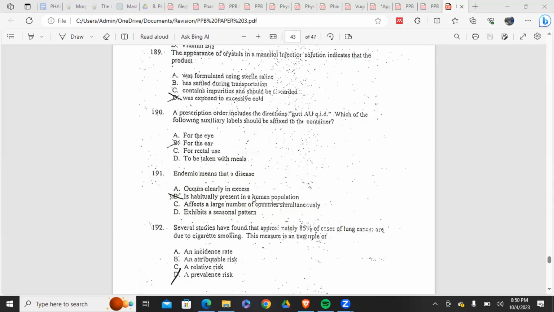Na Diana, either of the ears, kama unafaa kuweka kwa only one ear, what are those abbreviations? AD ni right ear, AS left ear, AU both ears.